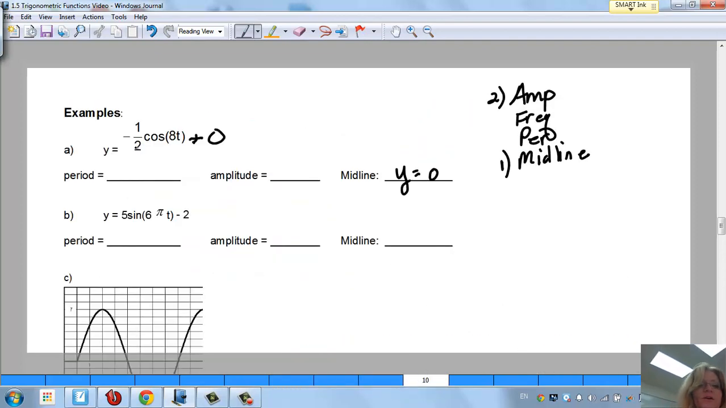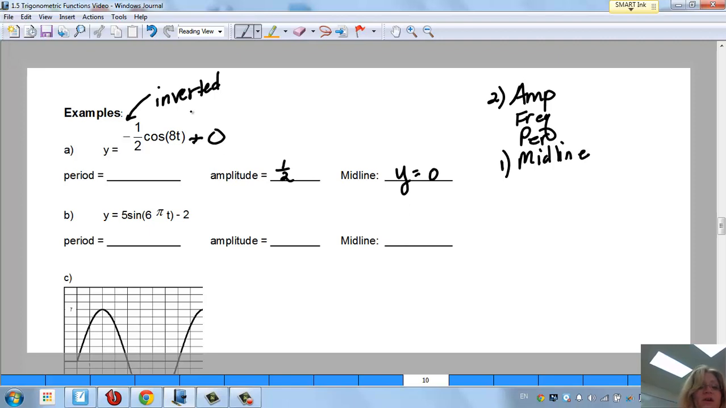Okay, so here in front, my amplitude's a half. Now I see that it's negative. That just means this has been inverted or flipped, if you will, over the x-axis. All right. So remember, the amplitude's never, ever negative.